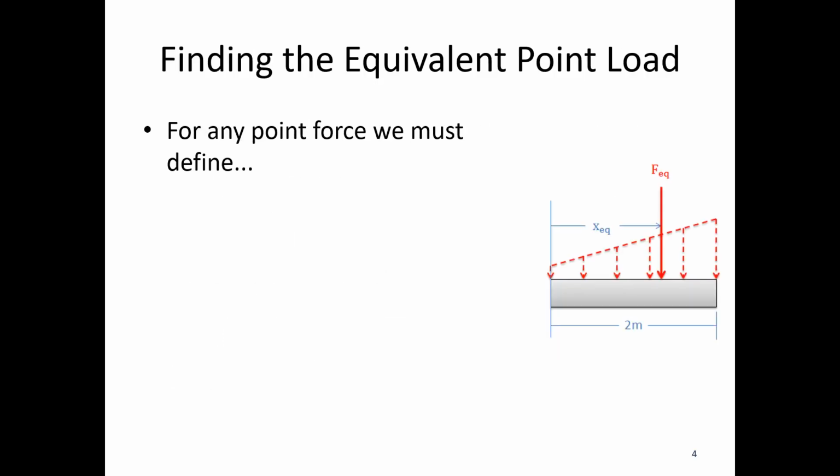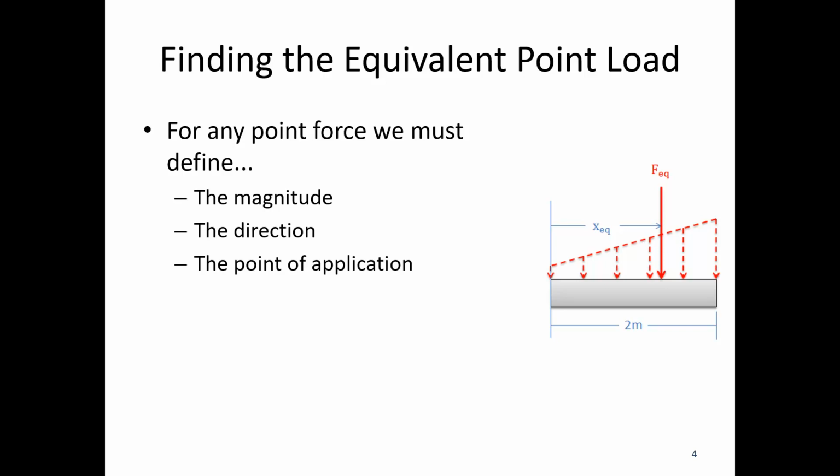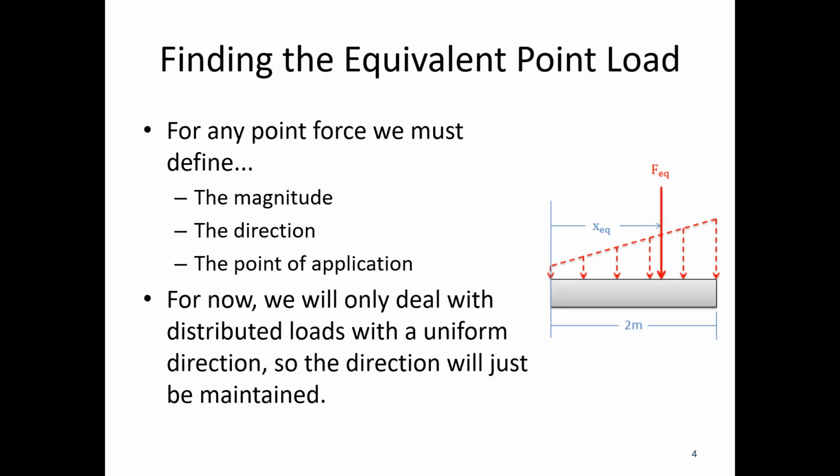All right, so for finding the equivalent point load, for any point force, we must define the magnitude, the direction, and the point of application. For now, we're only going to deal with distributed forces that have a uniform direction. So all of the force is pointed in the same direction, and that direction is just going to be maintained. So direction is just carried forward from the distributed force. The other two pieces, the overall magnitude and the overall point of application, that's what we're going to need to solve for with our examples here.